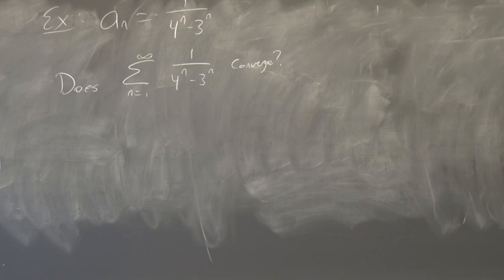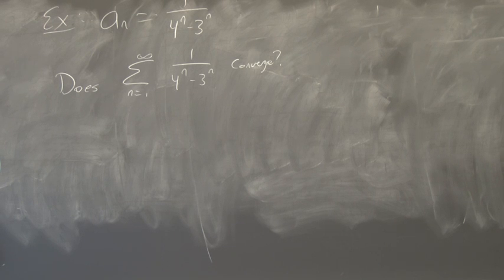Does it look like 5^n? Does it look like 2^n? What does 4^n minus 3^n look like? Not 1^n. 4^n minus 3^n is not (4 minus 3)^n. This is my favorite example.